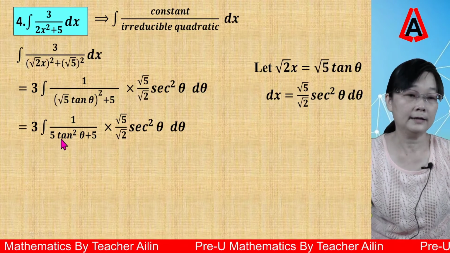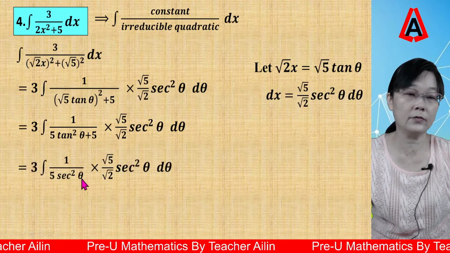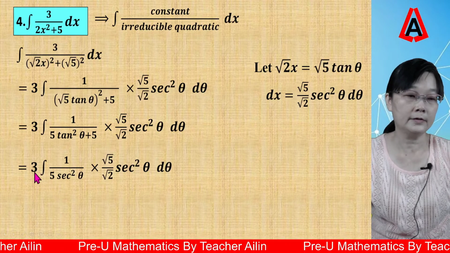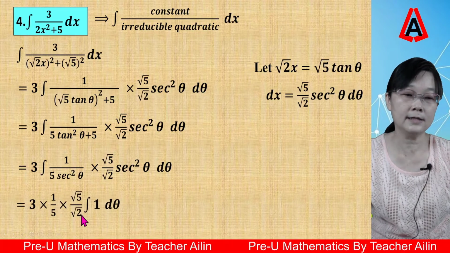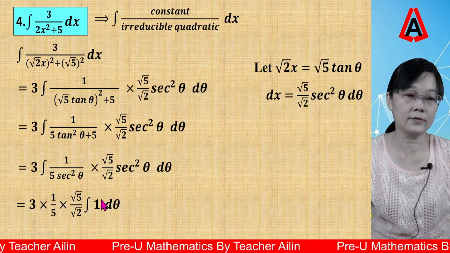And we know that tangent squared theta plus 1 is equal to secant squared theta. And next step, I'm going to take out all the constants, and secant squared theta is cancelled by secant squared theta.